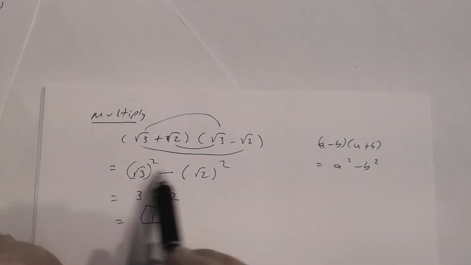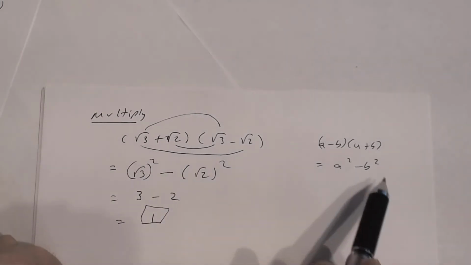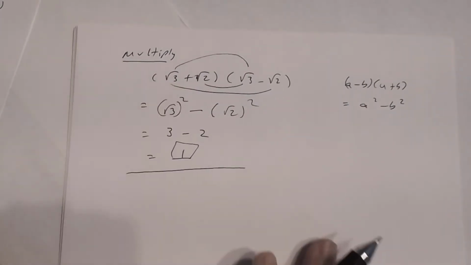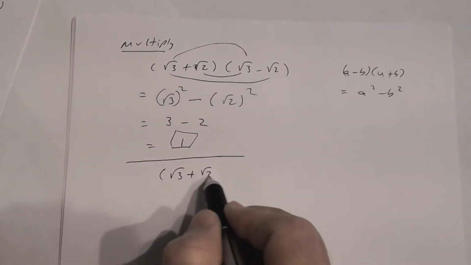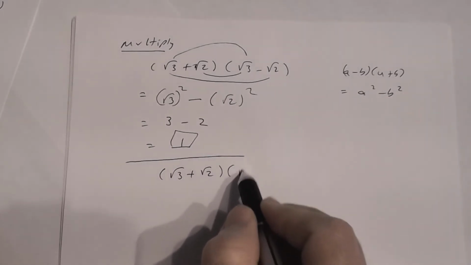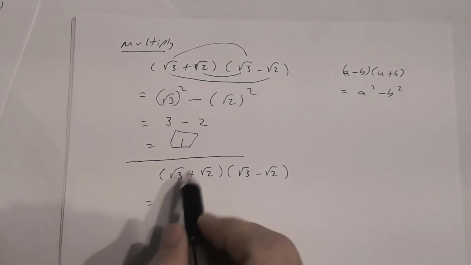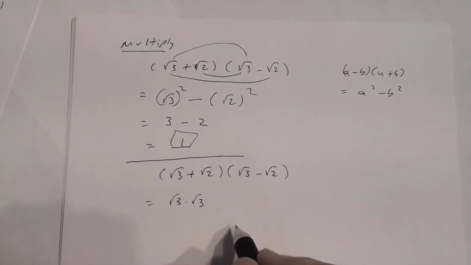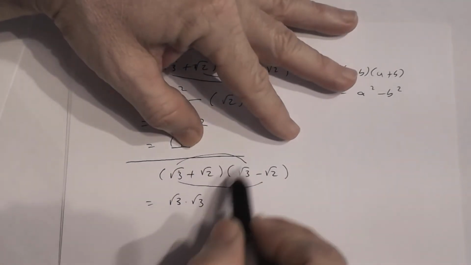Now, if you get a little confused about multiplying this out using this idea, then actually do it the long way. In other words, there's nothing wrong with actually doing FOIL, doing all parts of FOIL. So meaning this, the square root of 3 times the square root of 3, right? Write it out if you need to. Nothing wrong with that.